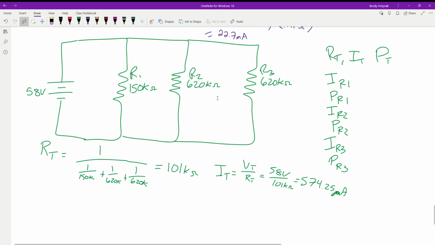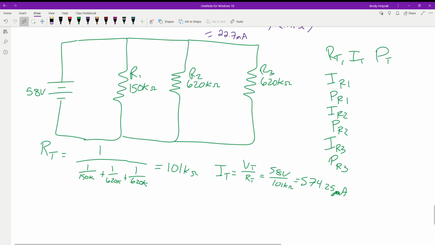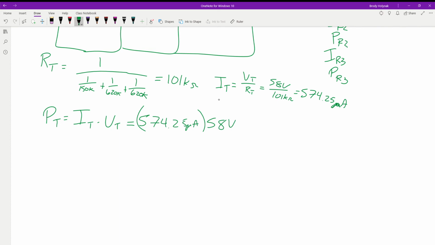Jessica, you're up. So the next thing we're going to look for is power. So Jessica, to start with, what is our formula to solve for power? Current times voltage. Okay? So we have 574.25 microamps multiplied by our voltage, which was 58 volts. How much power does that give us?